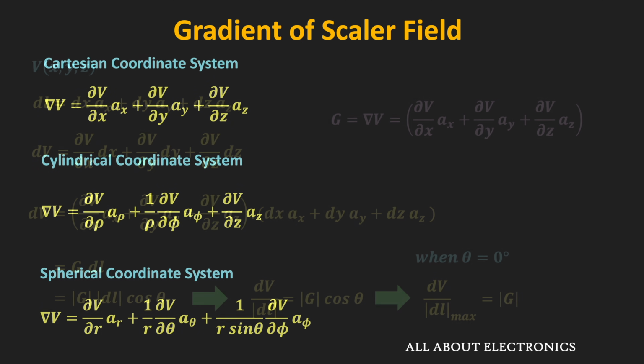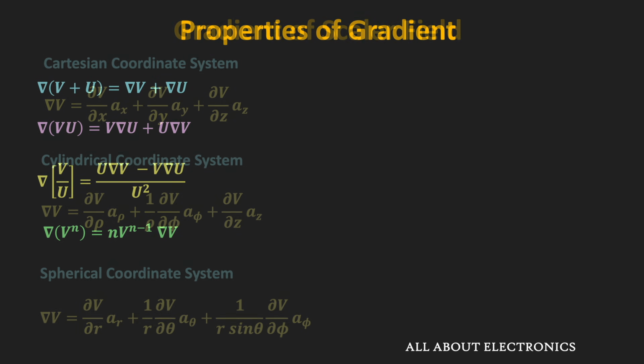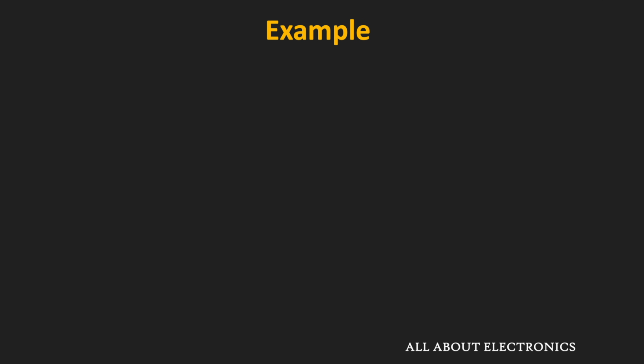So similarly, these are the expressions of the gradient of the scalar field in the different coordinate systems. Now, if you see the properties of the gradient, they are very similar to the properties of differentiation. So whenever it is required, we will use these properties. Now, let us take one example so that the concept of the gradient will get clear to you.